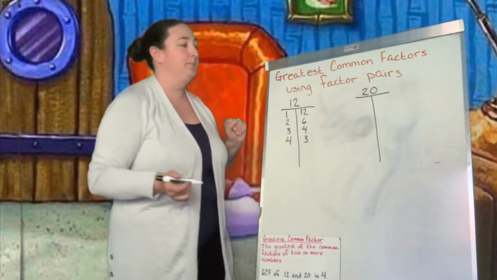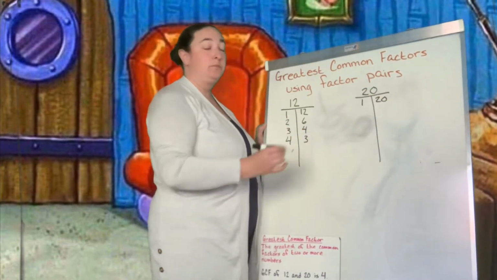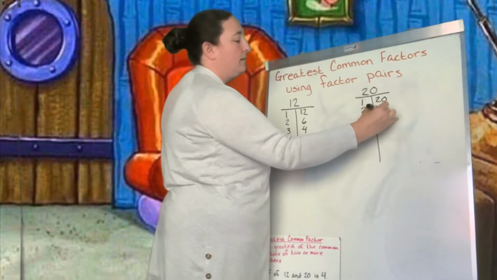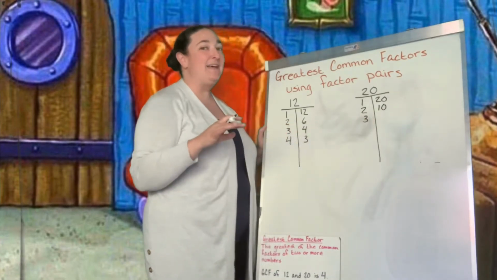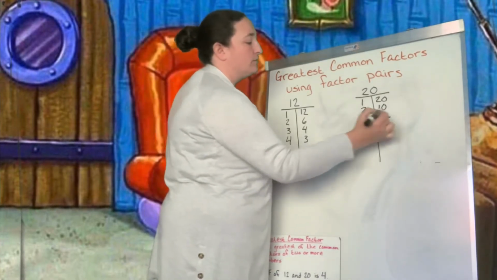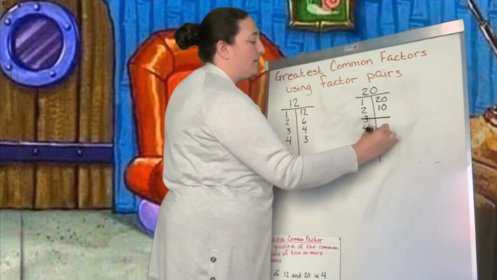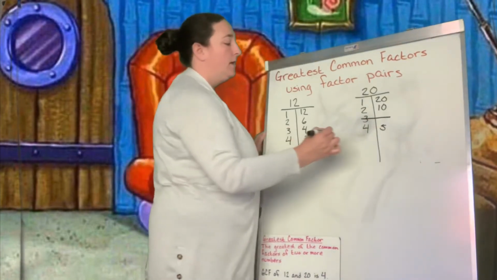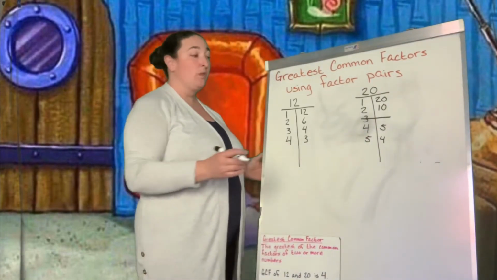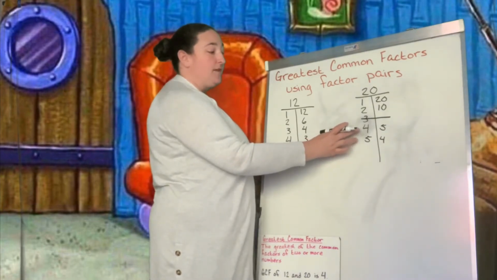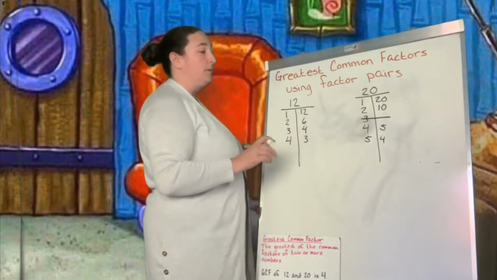Okay, now let's do 20. So 1 times 20 equals 20. 2 times 10 equals 20. 3 is not a factor of 20, so I'm just going to cross it out to show that's not a factor. 4 times 5 equals 20. And 5 times 4 equals 20. So I've got a repeated factor pair, 4 times 5, 5 times 4. So that means I'm done. These are all my factor pairs, all my factors for that number.